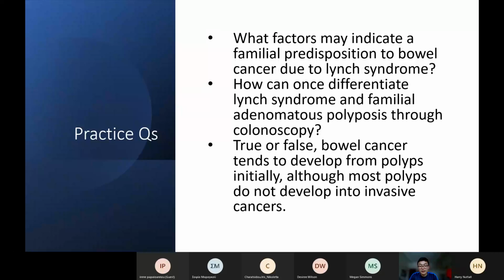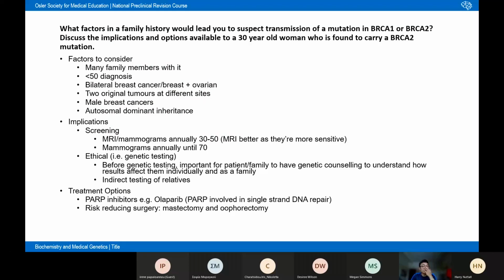Okay, and finally, this is an example of a practice or a Part B question, and it reads like this. What factors in the family history would lead you to suspect transmission of a mutation in BRCA1 or BRCA2? Discuss the implications and options available to a 30-year-old woman who's now found to carry a BRCA2 mutation.